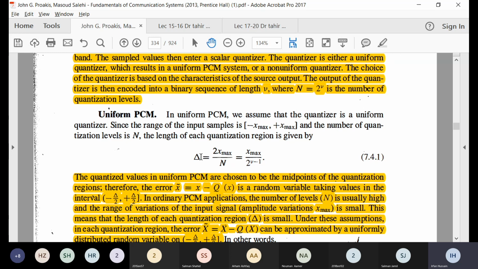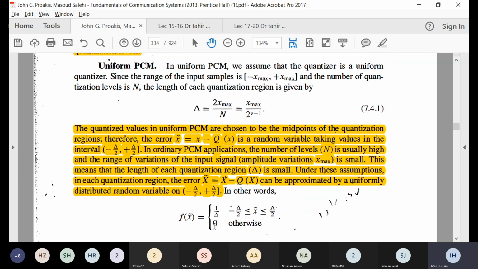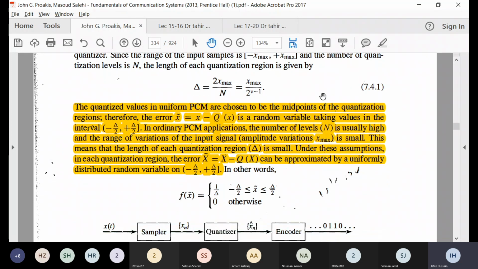So if delta is small, then the error within this small delta can be approximated by a uniform distribution on this range. If this is the range, the total width is delta, so the uniform distribution will be 1 over delta only within this range. For every other delta region, the PDF will be of a uniform distribution 1 over delta, and the range will be going from minus to plus delta over 2.